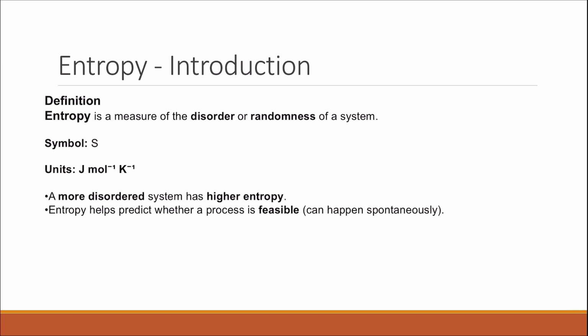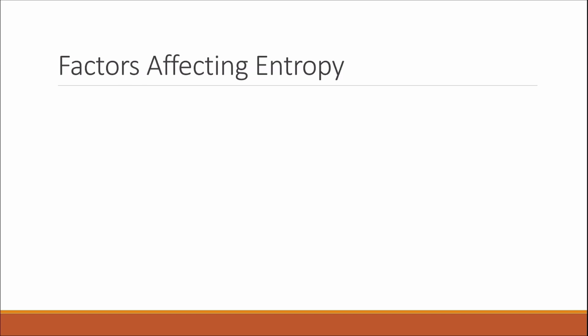Entropy helps to predict whether a certain process will be feasible or not, meaning whether this is going to happen or not. So an increase in the entropy means that we're going to have a higher value for the entropy change. That means that the system or this particular reaction is more likely to take place. There are certain factors that affect the entropy.